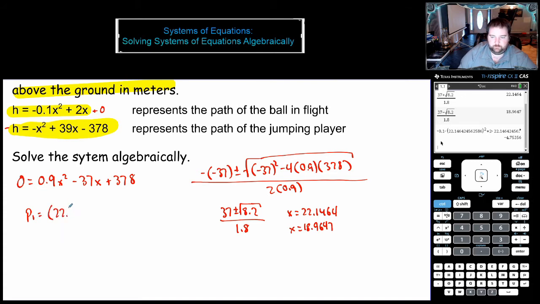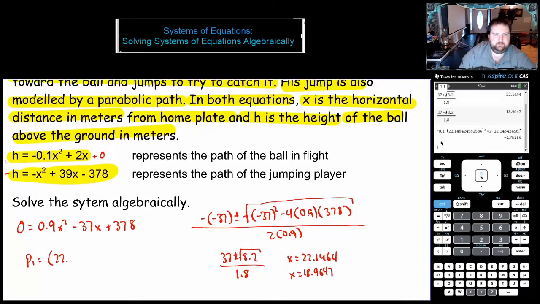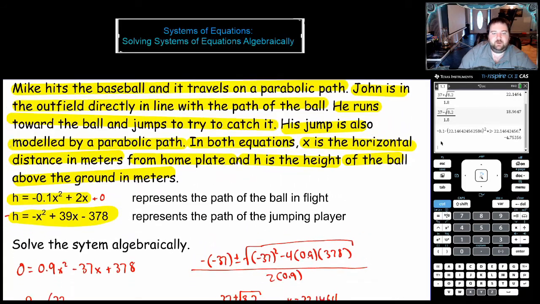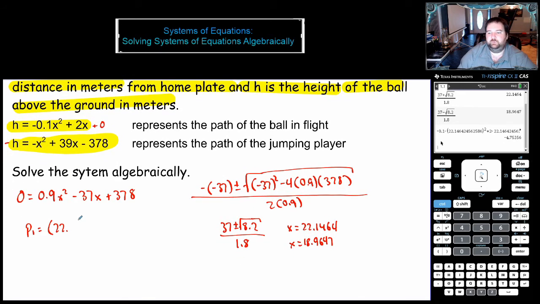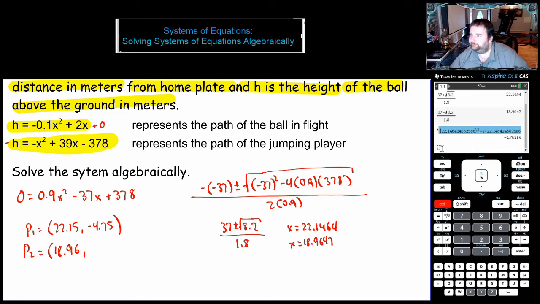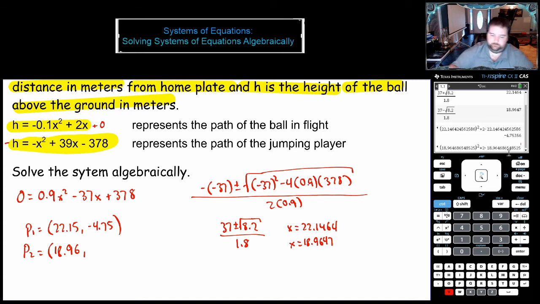So our first point is 22 point, does it tell us to round to a specific number? Not really. So let's round to 2 decimal places. 22.15 and negative 4.75. Okay. Point 2 is going to be 18.96 and what? So we're going to copy this, paste it there. Okay. Now we're going to copy this and replace that part of it. All right. What is it equal to?